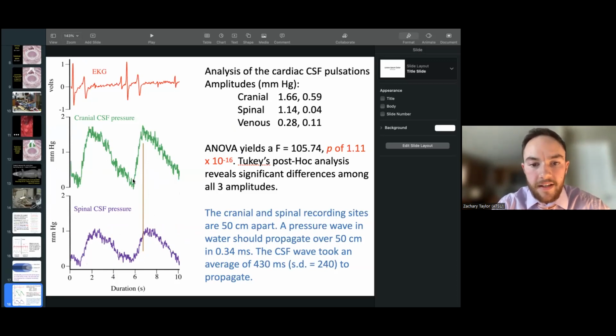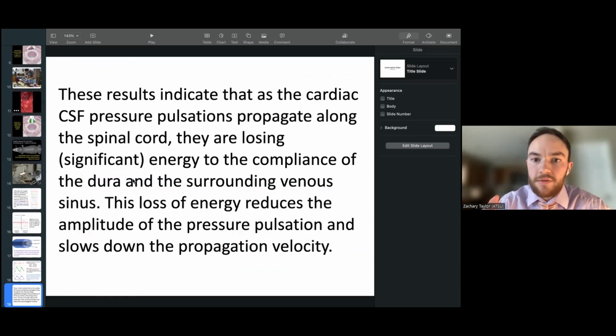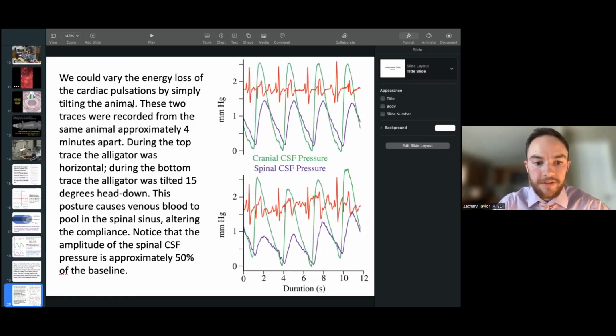If that makes sense, then we can move on to this part, where that just indicates essentially what I just said, that they're losing a lot of that propagation from the brain to the spinal cord due to that dura and the venous sinus surrounding that spinal cord. So the loss of energy will reduce the amplitude, which is what I showed you in a previous figure, and that will slow down the propagation velocity. So now I can finally explain some of those manipulations.